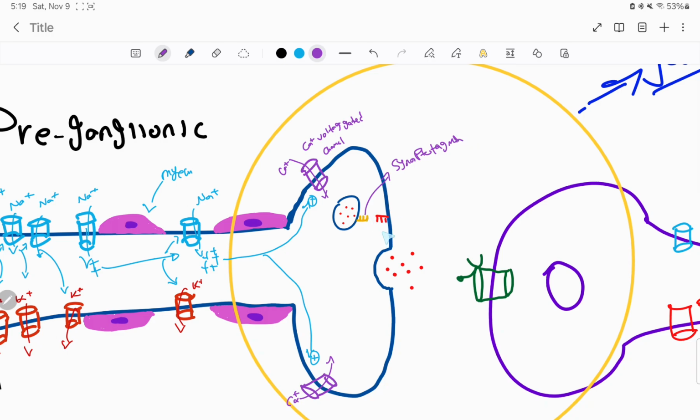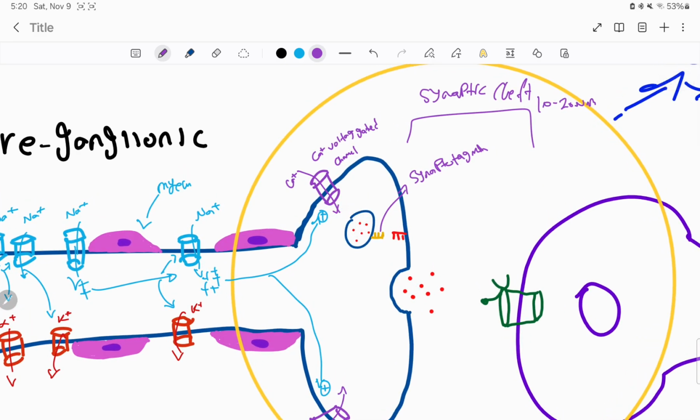And this synaptotagmin senses intracellular calcium. Once it senses that calcium, it'll go ahead and bind to this protein here, the SNARE protein. You can see how they kind of have little ends that would match each other. So it'll bind to that, and it'll allow for the exocytosis of its contents. It'll release the neurotransmitters into, what is this area called? This is the synaptic cleft. It's about 10 to 20 nanometers in length, give or take.